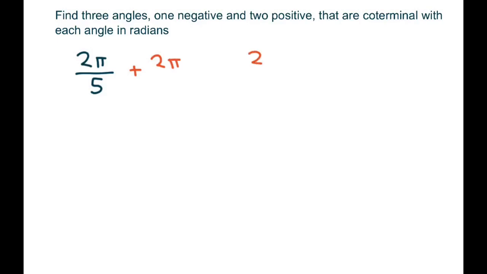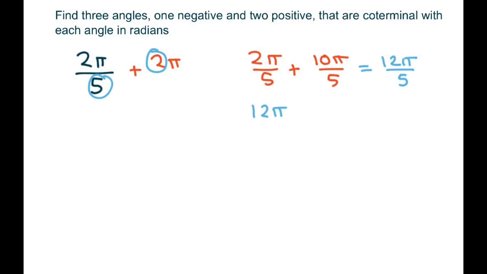Basically this would be 2 pi over 5 plus 10 pi over 5. Remember, you just multiply these two numbers to get your common denominator. And so one would be 12 pi over 5. And we'll take that one and add another 2 pi, which in this case would be 10 pi over 5. And you get 22 pi over 5.